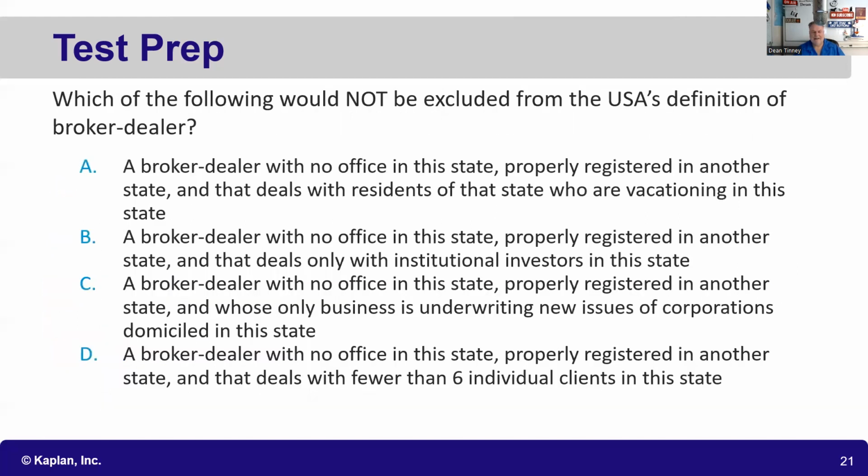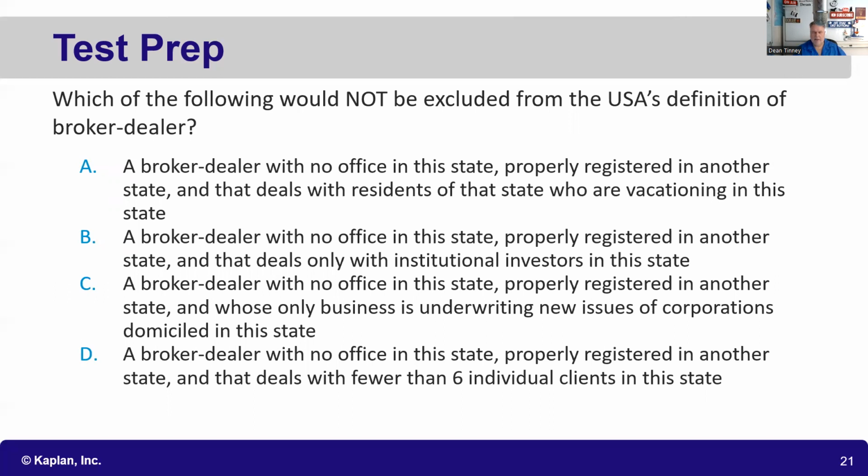Which of the following would not be excluded? Very important: not be excluded from the Uniform Securities Act definition of a broker-dealer. So I personally always like to, when I get USA or any kind of acronym, spell it out: Uniform Securities Act. One of the challenges on 65, 66 is really to be clear what you're being asked. So what this question in plain English is asking is which one of these broker-dealers needs to register with the state administrator.